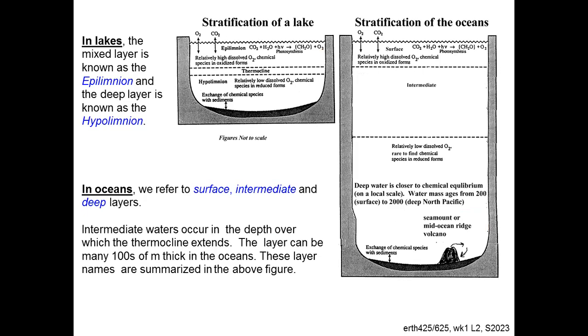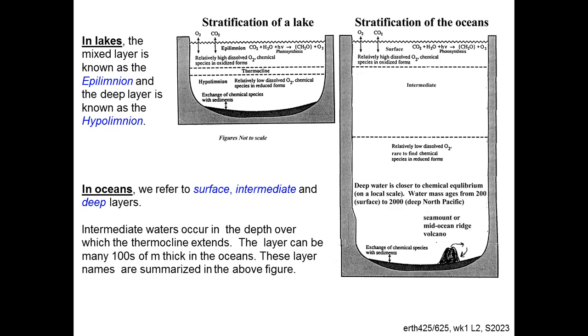And in lakes, where we have this kind of stratification, limnologists, those are people who study lakes, give the upper layer or the mixed layer the term epilimnion, and the deep layer, the stratified part that's isolated from the atmosphere, the hypolimnion. And the area in between is called the thermocline. Now, oceanographers are not nearly as creative.